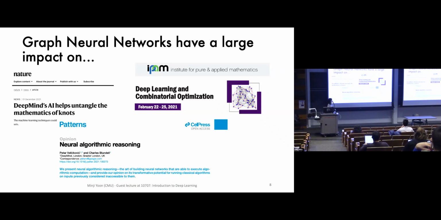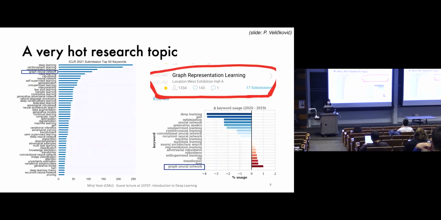So graph neural networks are not just showing their impact at the application level. Actually, it's a very hot research topic right now. In ICLR 2021, among all papers which were accepted and rejected, the fourth most frequent keyword was graph neural network, followed by three abstract keywords: deep learning, representation learning, and reinforcement learning.